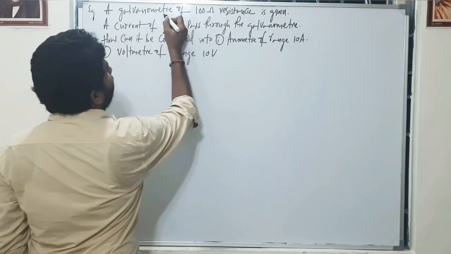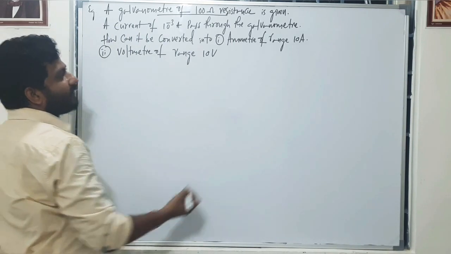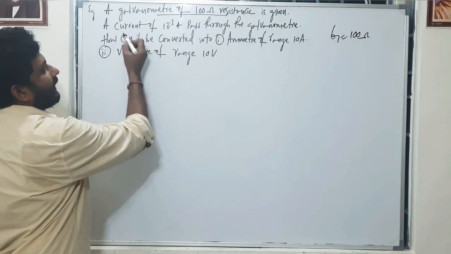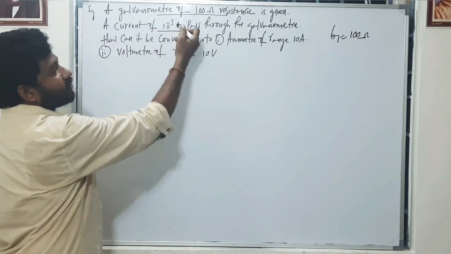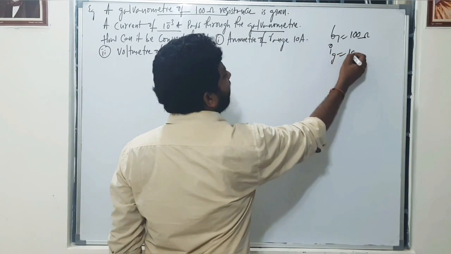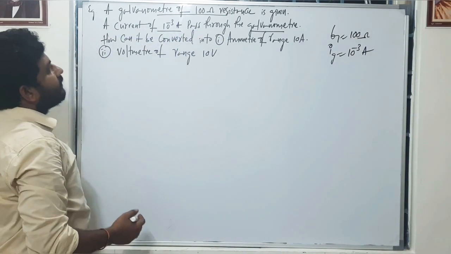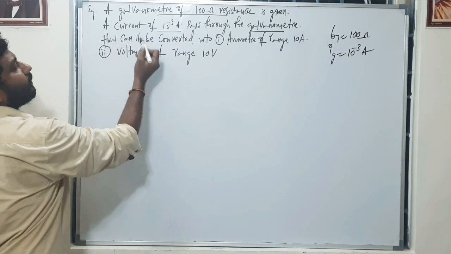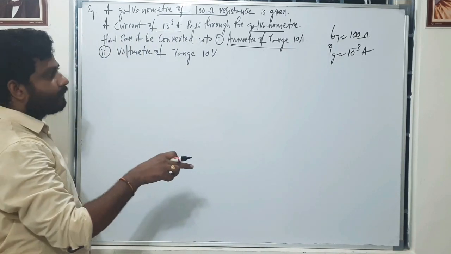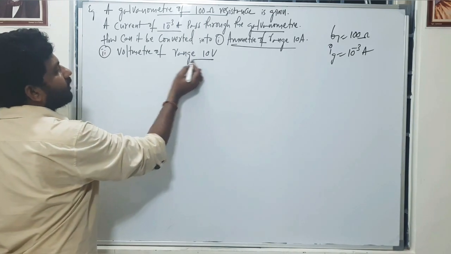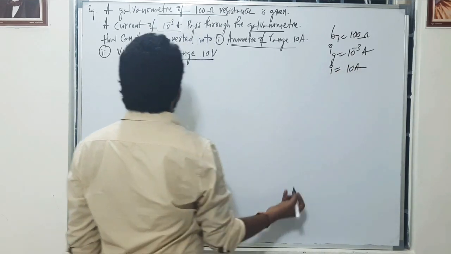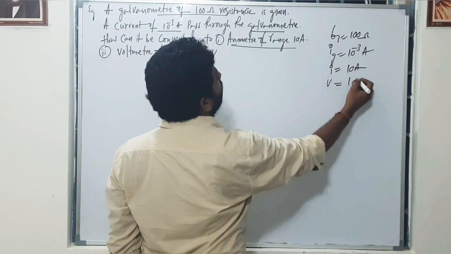A galvanometer of 100 ohm resistance. So what is given here? Capital G is 100 ohm. A current of 10 raised to minus 3 passes through the galvanometer. So I suffix G is given as 10 raised to minus 3 ampere. How can it be converted into an ammeter of range 10 ampere and a voltmeter of range 10 volt? So an ammeter of range 10 ampere, a voltmeter of range 10 volt, right?